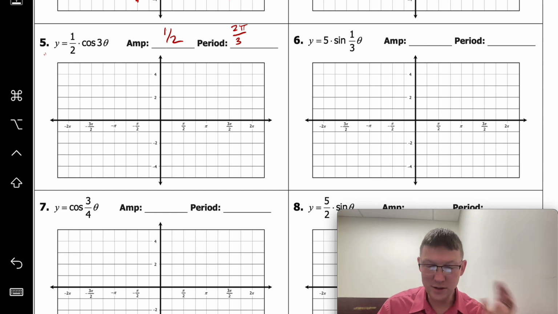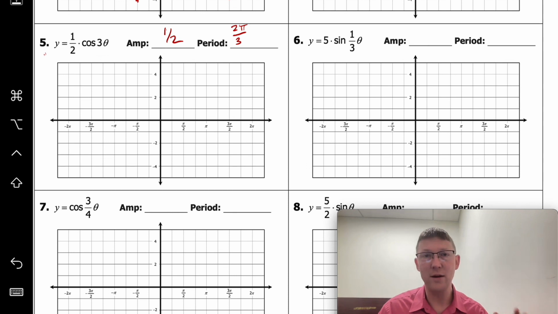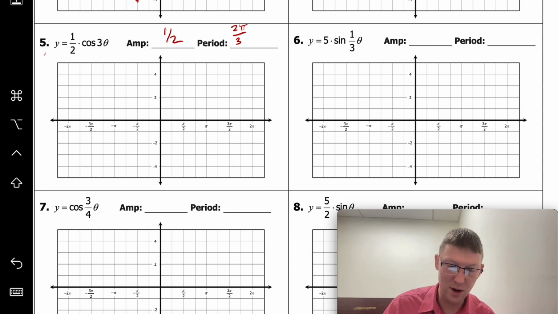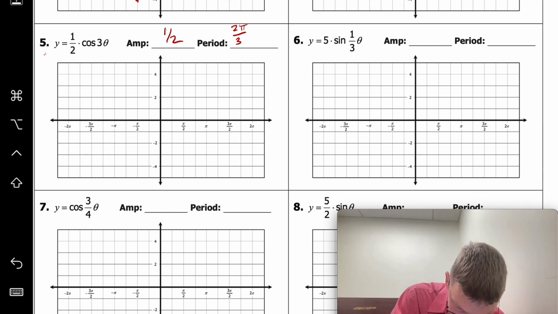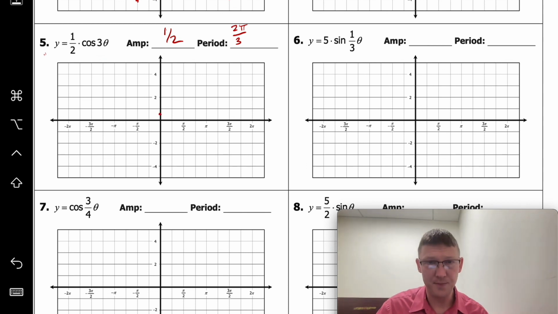And so then from there, we can jump in on this. So again, I always like to start at 0. So if I plug 0 into here, so theta equals 0, 0 times 3 is still 0. So cosine of 0 is going to be 1. So at that point, we're going to be going to whatever our amplitude is. So in this case, it'd be 1 times 1/2. Ooh, it's going to be a very tiny graph. So we're starting at the top.